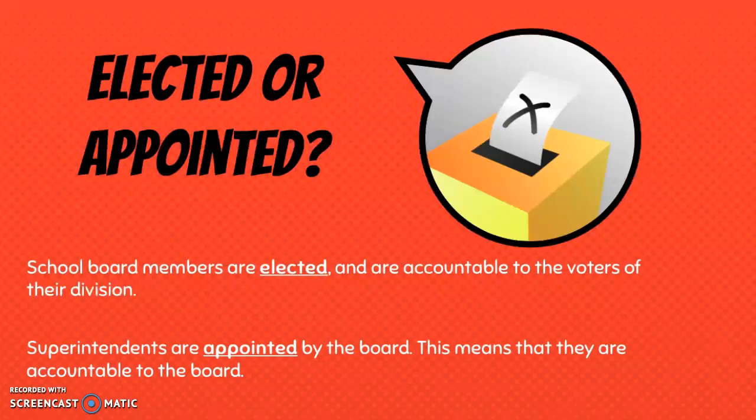Are they elected or appointed? So as already mentioned, school board members are elected and are accountable to the voters of their division. If they do a poor job, they won't be re-elected. The superintendent, however, is appointed by the board. This means that they are accountable to the board members. If the board feels the superintendent is not doing his job, he can be fired or released from his position.